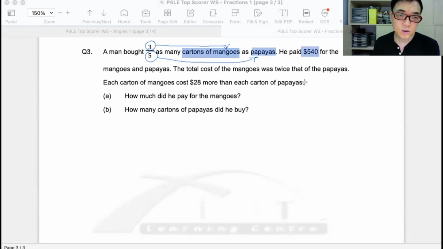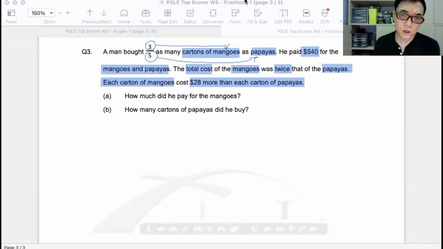Continue. 540. Okay, so that's your total. Go on. Yes. Twice papayas. Each carton of mango, 28 more than each carton of papayas, right? What is the two questions being asked here? Good. And B, very good.